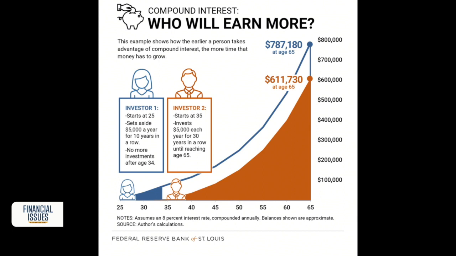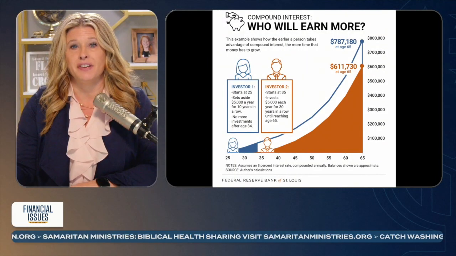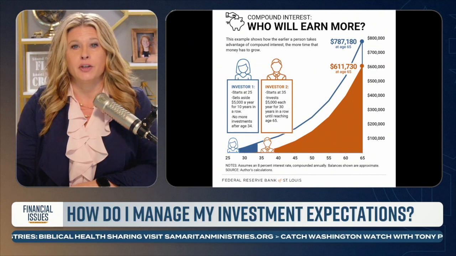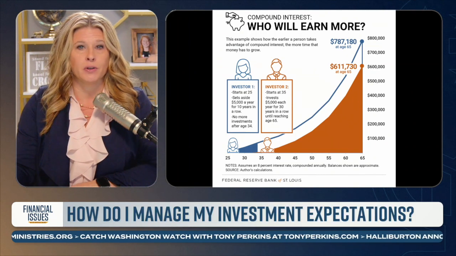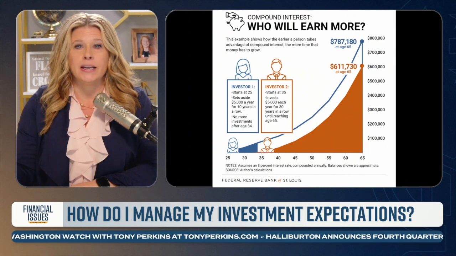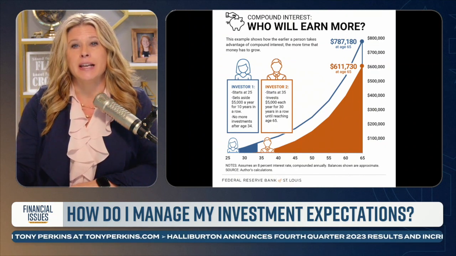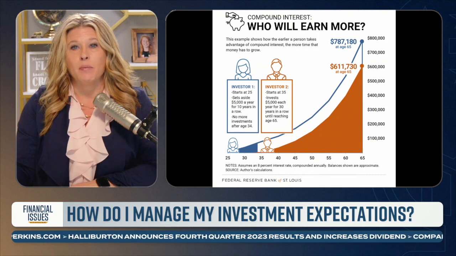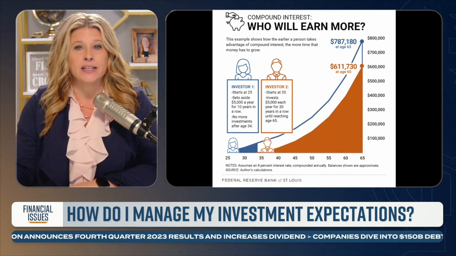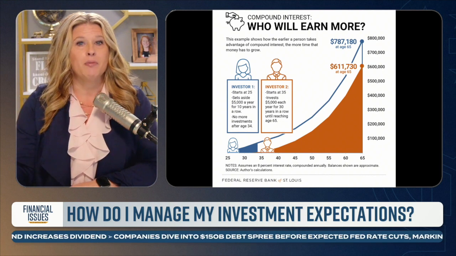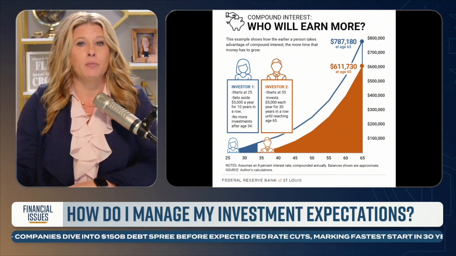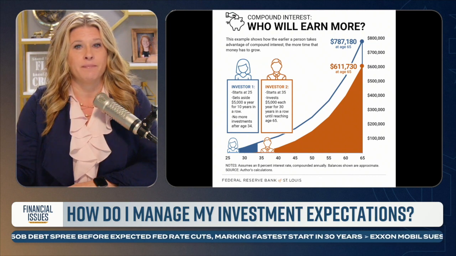Well, you probably wouldn't be surprised to find out that it is the first investor, the one that only invested $50,000 over a 10-year period, but had so much more time to let it grow. You can see the results there. Investor number one, on their $50,000 investment at age 65, ended up with $787,000. Investor two, who put in $150,000 of their own money, but less time, ended up with $611,000.